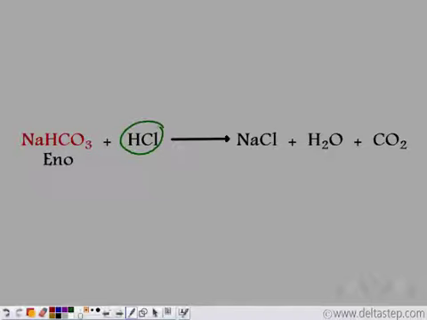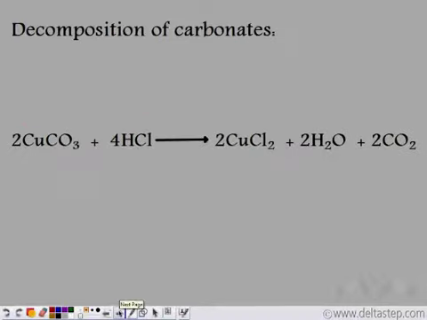So this NaHCO3, when it reacts with HCl, it forms a salt, NaCl. Since there is carbonate present, it releases carbon dioxide gas. So by the reaction of ENO, which contains the major component sodium bicarbonate, the effect of the HCl or the acid is neutralized. So sodium bicarbonate on reaction with HCl gives us a salt, forms water, and releases carbon dioxide gas. So whenever we have any carbonate, all carbonates release carbon dioxide gas.